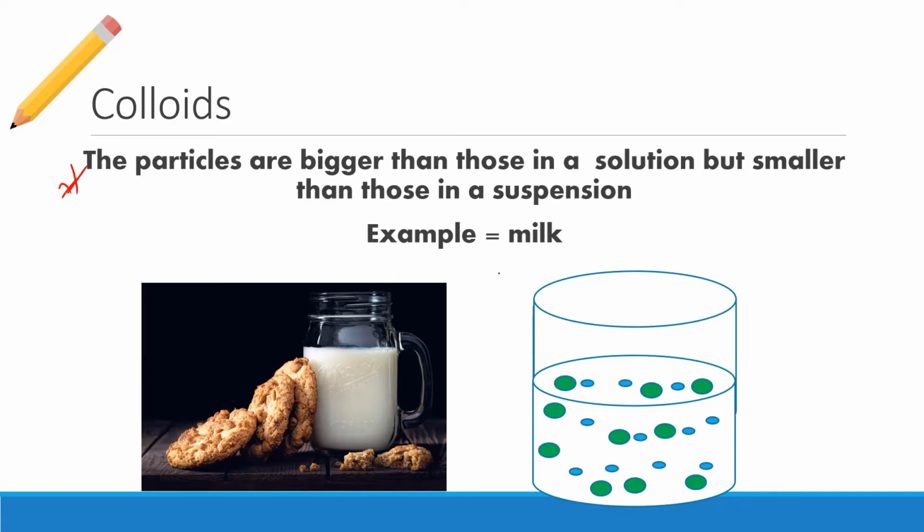So, writing this down. Milk is an example. Milk has particles that are bigger than a solution, but smaller than a suspension. And that has an interesting property. Because they're bigger than in a solution, they don't sink. They don't sink because they're not big enough to sink, but they're not small enough to dissolve. So we have a very interesting thing happening.